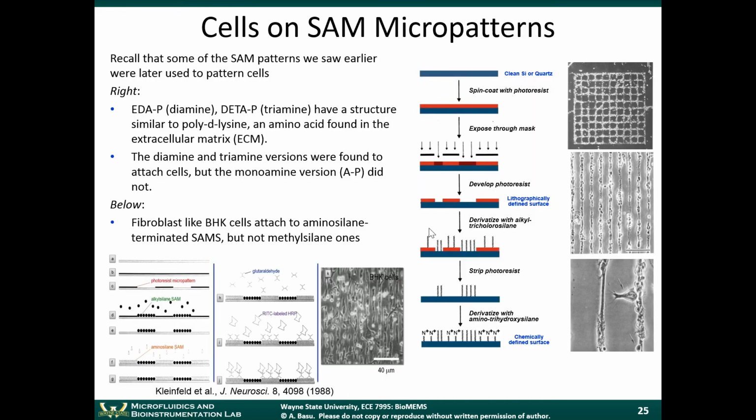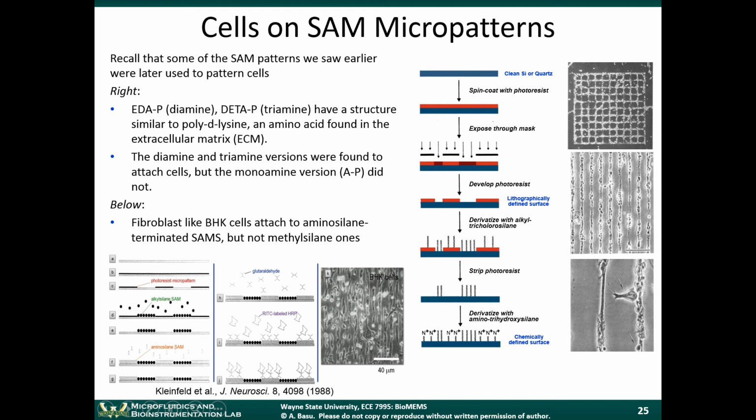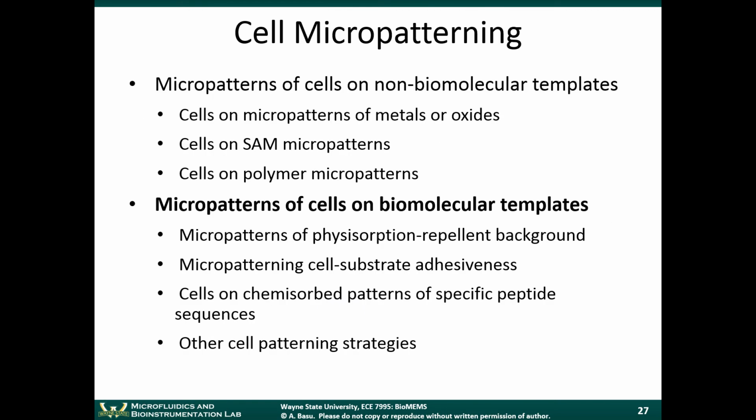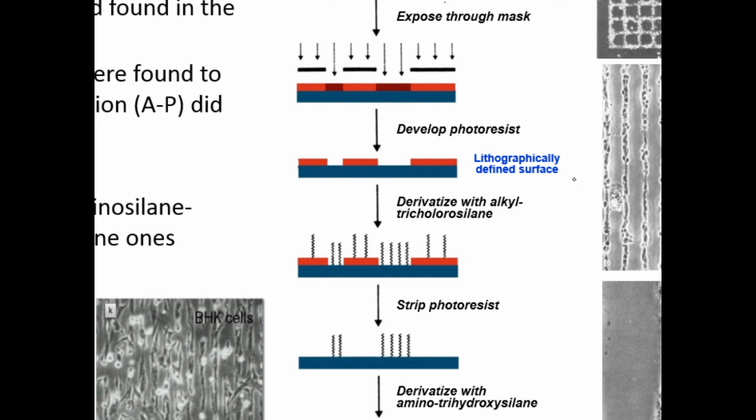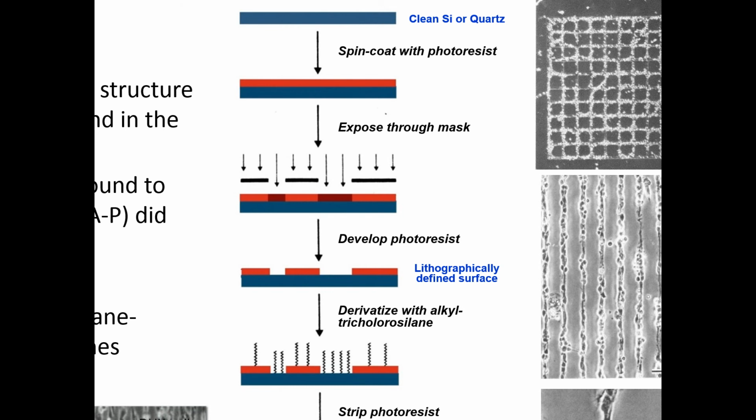Anyway, this is a slide that shows things you saw earlier, just to remind you that self-assembled monolayers can be used to pattern cells. Some of the self-assembled monolayer patterns we saw earlier. This was the first example of a self-assembled monolayer. The two types of self-assembled monolayers patterned right next to one another.